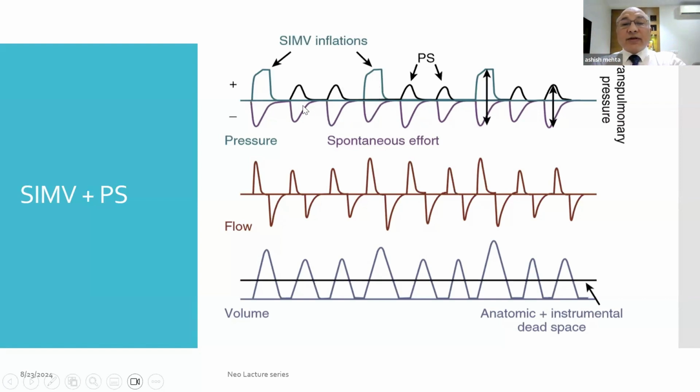For the rest of the breaths, you can see here, just a minute, because there is some fluctuation in the, yeah. Now I can see here, is it clear?